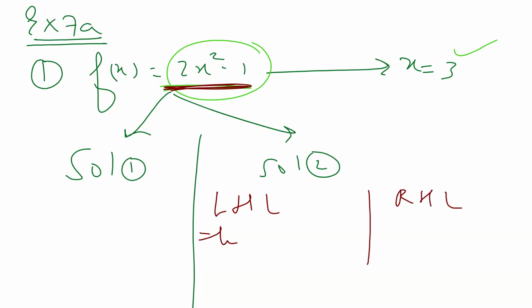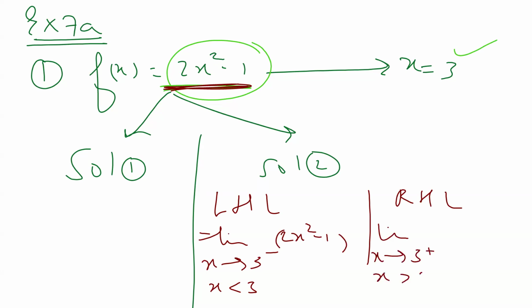And if it is a two marker question, for this function, take LHL and RHL at x is equal to 3. So for LHL it will be 3 minus, then that h method you should do. And for RHL, it will be 3 plus. So by this, you have to prove the continuity, if it is a two marker.